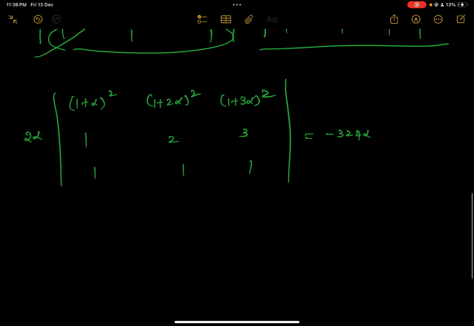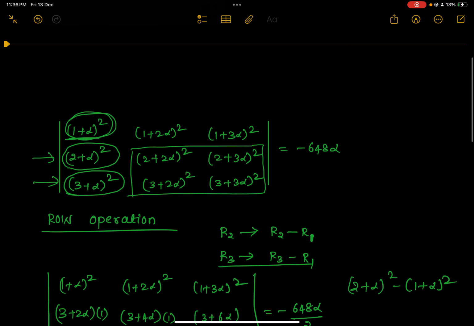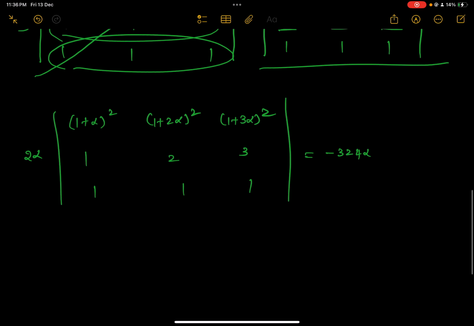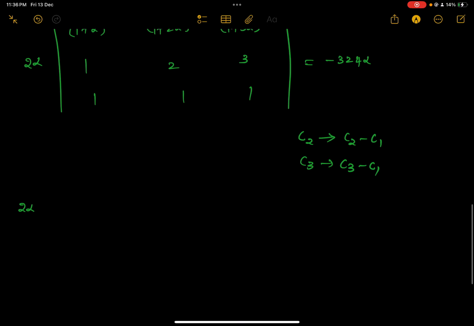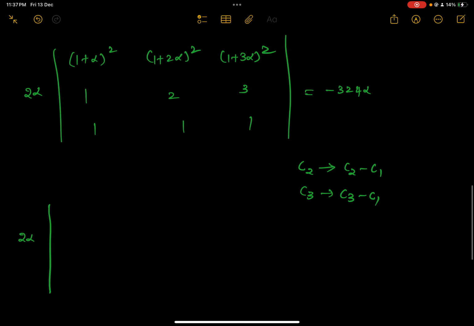Okay, now what was the idea? That you can make any two terms 0 actually. See, so those two terms don't have to be these two. Any two terms in any single row or any column, you can make them 0. So what we will do, we will apply for column 2, C2 minus C1 and for column 3, C3 minus C1. So this will be 2 alpha. Column 1 remains same, 1 plus alpha square, 1, 1, 1.